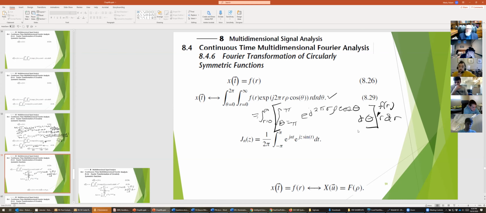But notice this integral is not a function of r. It has nothing to do with what we're Fourier transforming. So why can't we analyze this for all cases and simplify it? Well, how do we simplify something like this? Well, could I convince you that I can change this to a sine?